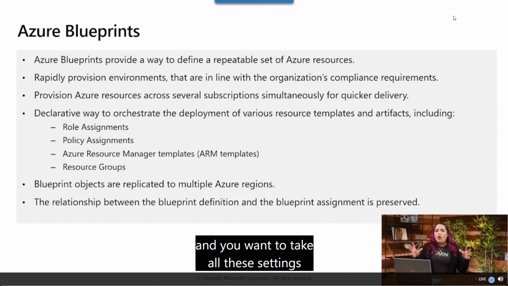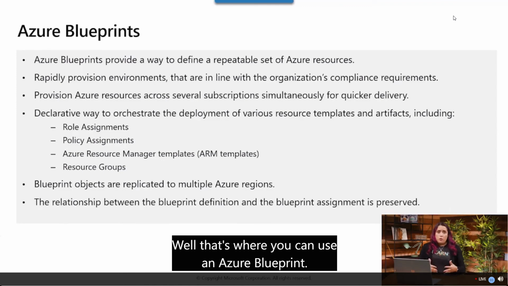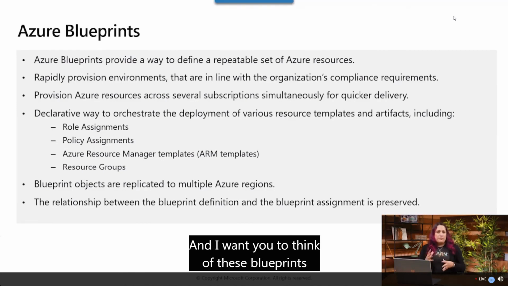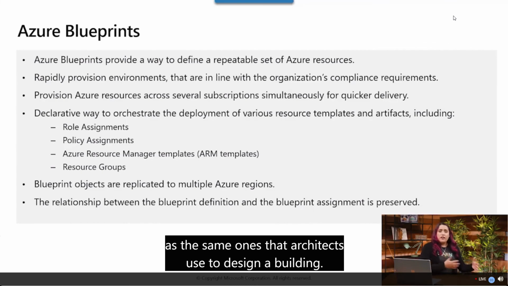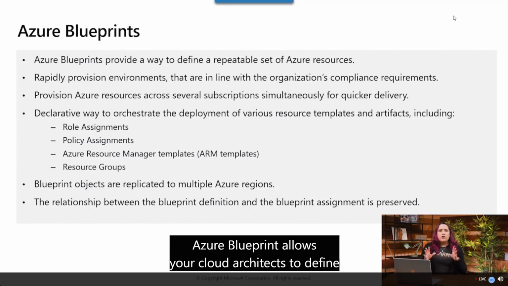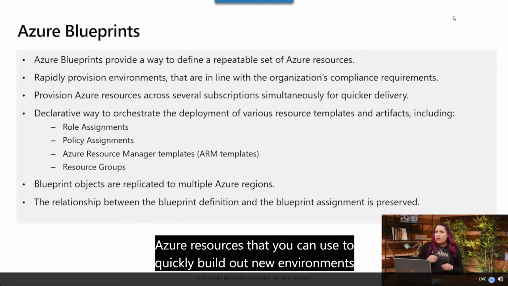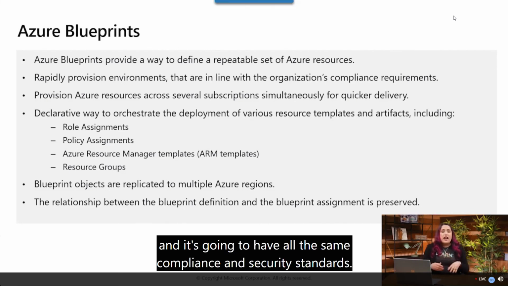So let's say that you've created these policies, you've created these role-based access controls, and you want to take all these settings and apply them to another environment. Well, that's where you can use an Azure blueprint. And I want you to think of these blueprints as the same ones that architects use to design a building. Azure Blueprint allows your cloud architects to define and create a repeatable set of Azure resources that you can use to quickly build out new environments, and it's going to have all the same compliance and security standards.